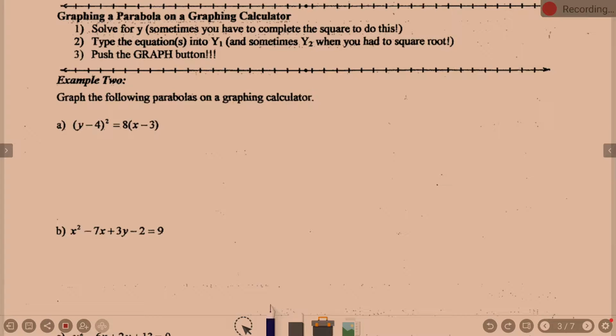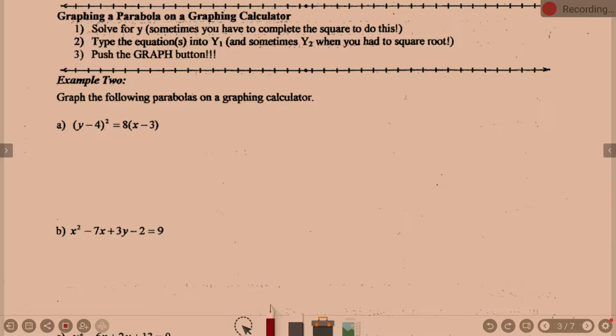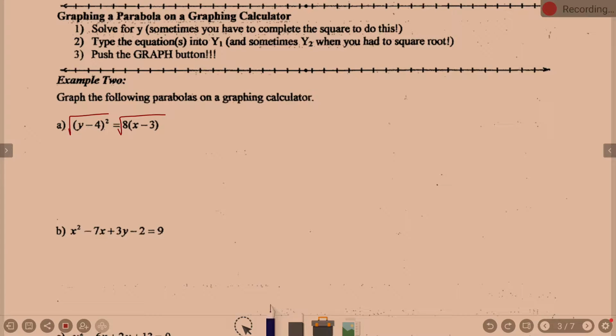A. Thoughts on how to solve for Y? If it's Y minus 4 quantity squared equals 8 times X minus 3. Yeah, when you have Y plus or minus the number quantity squared, my job is to square root. If I square root the left, we square root the right. So, what happens when you take the square root of Y minus 4 squared? It goes away. Okay, we're going to have Y minus 4 equals, what's the square root of 8 times X minus 3?